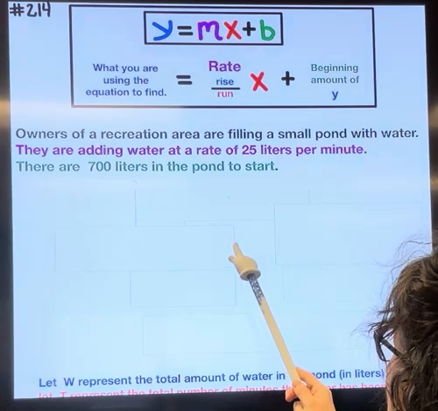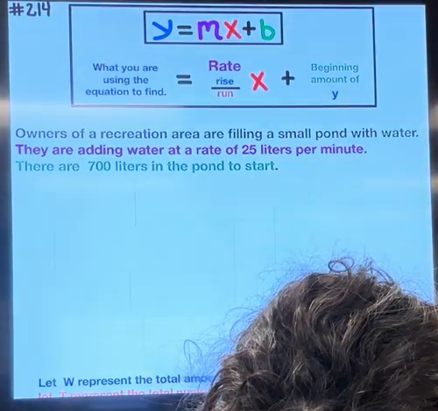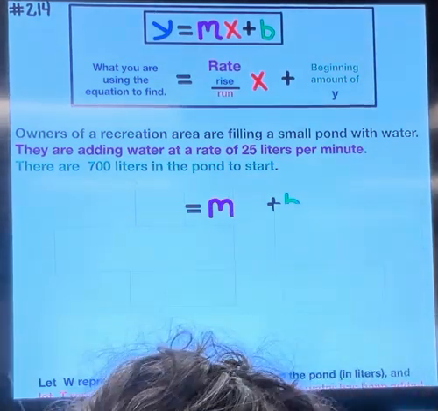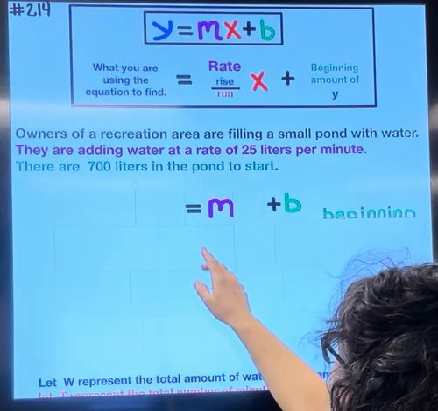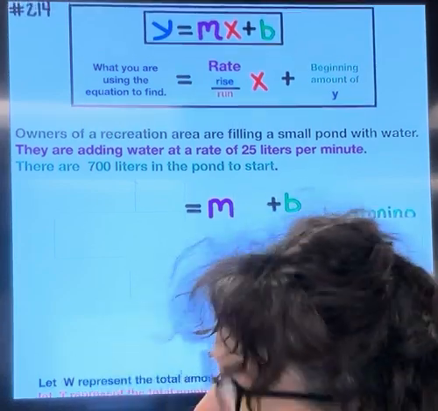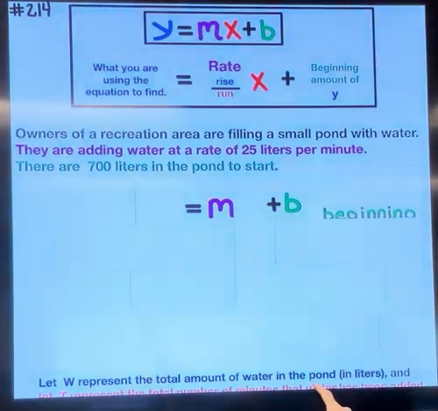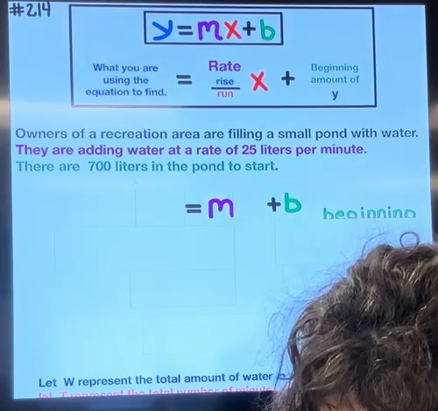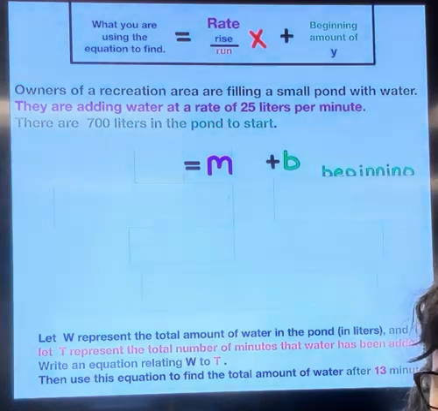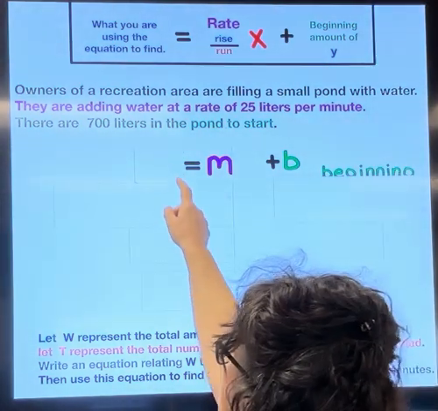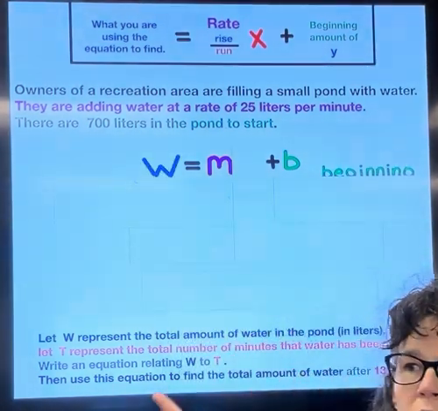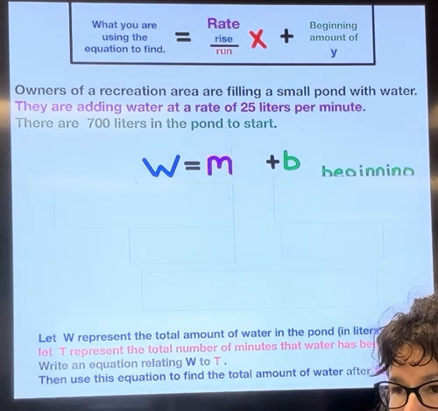Okay, so let's go ahead and build our equation here. Starting off with y equals mx plus b. My y in this one, it asked me to let W represent the total amount of water in the pond, and eventually asks me to use that to find the total amount of water in the pond. So I know that this variable right here is going to be the W, because I'm going to use this equation to find the amount of water in the pond.